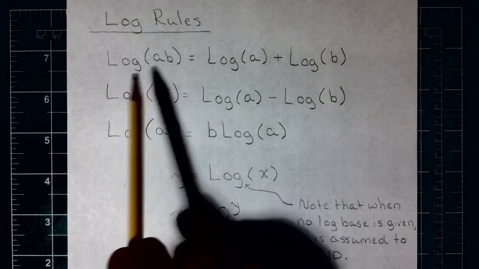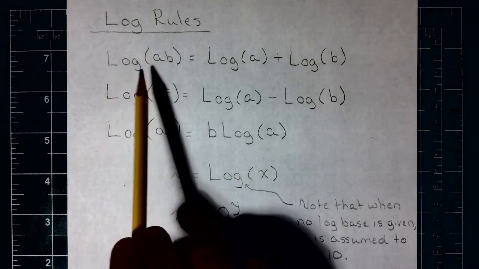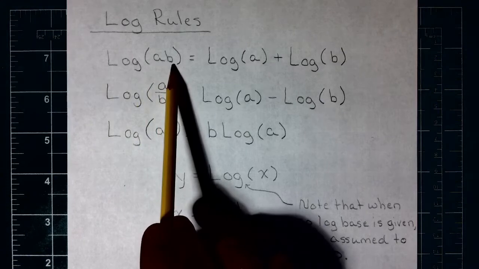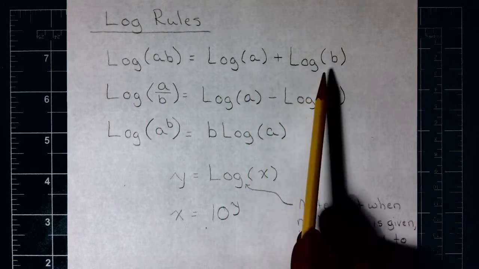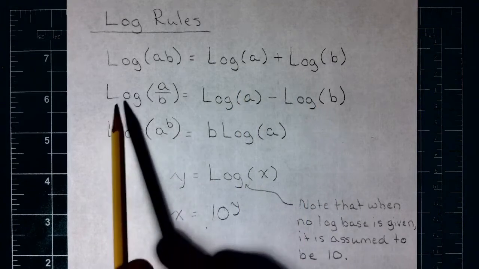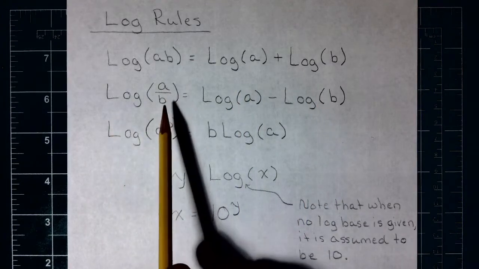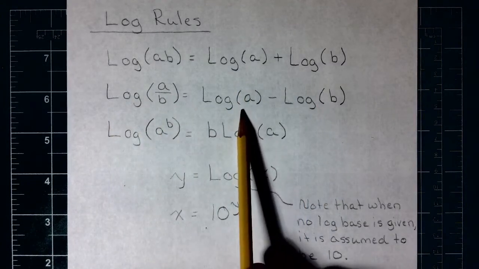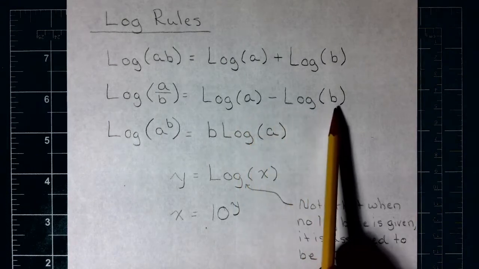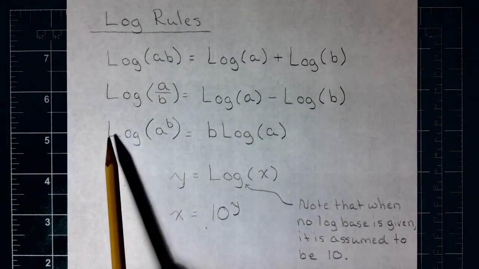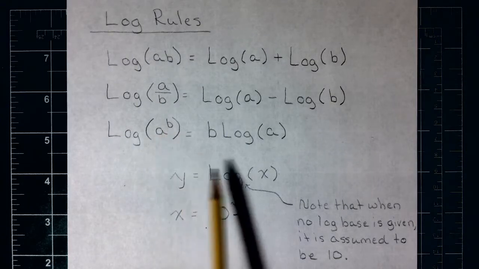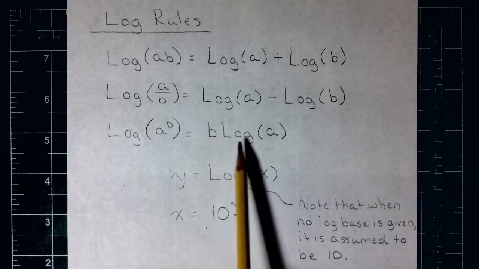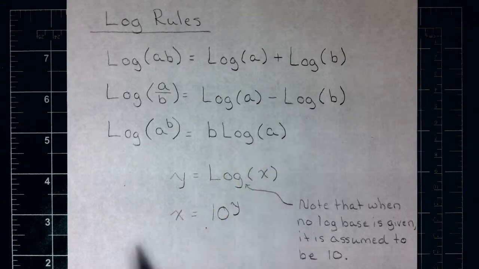So a log is a function, and if I have the log of a times b, that's going to be equal to the log of a plus the log of b. If I have the log of a divided by b, I get the log of a minus the log of b. And if I have the log of a raised to the b power, that is going to equal b times the log of a.